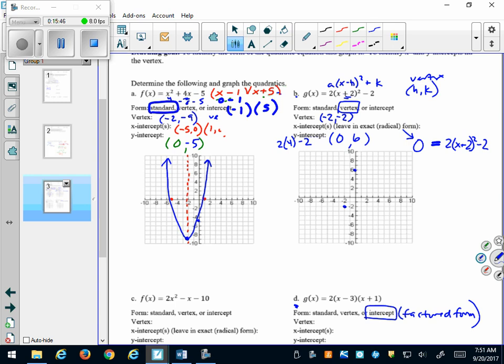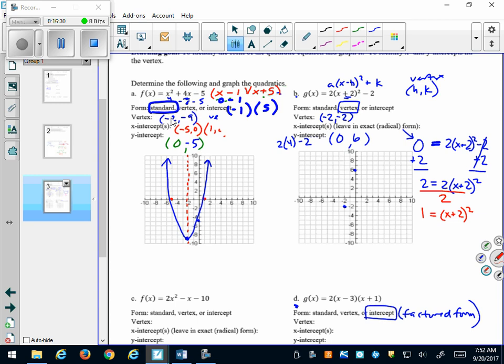And then you solve this just like it was if I said solve this for x. What would you do to both sides? You have to isolate the (x plus 2) squared. So what should we do to both sides? We're going to add 2, because this is minus 2, so we add 2 to both sides. We get 2 equals 2 times (x plus 2) squared. Now what do we do? Divide both sides by 2. We get 1 equals (x plus 2) squared.